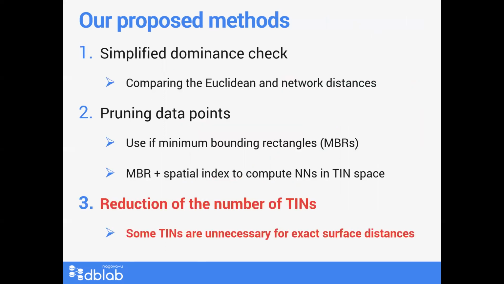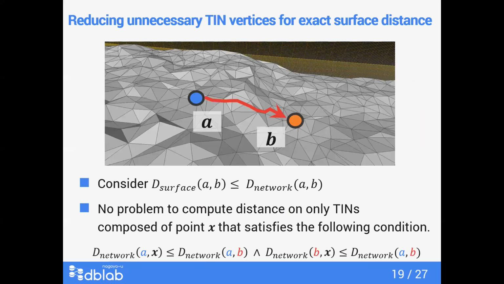Finally, I will talk about removing unnecessary TINs. We may still need to calculate the surface distance even if we do simplified dominance check and pruning data points. The algorithm to compute the surface distance on a TIN is not simple due to the nature of terrains, so we need to use all the given TIN to compute it.